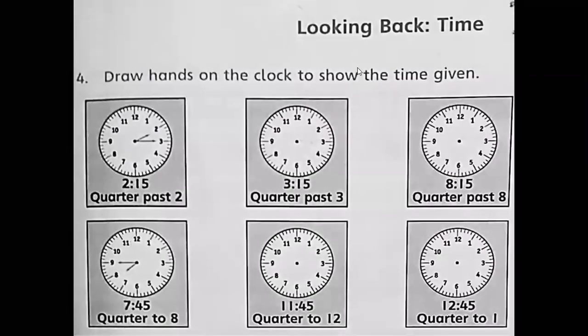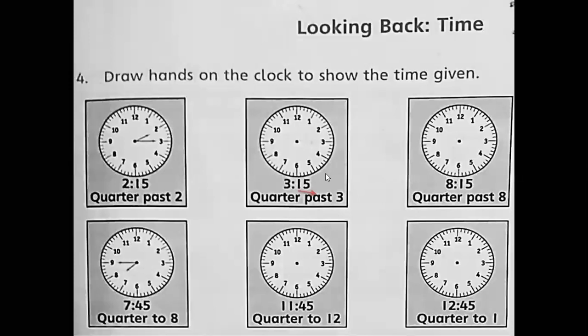Next, draw hands on the clock to show the time given. Here the time is 2:15. One has been done for you. Look at the second one. Here the time is 3:15, a quarter past 3. Quarter means 15 minutes, fourth part of an hour means 15 minutes, 15 minutes past 3 or 3:15.